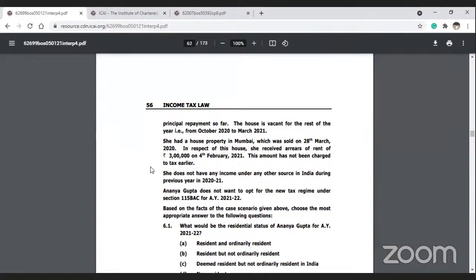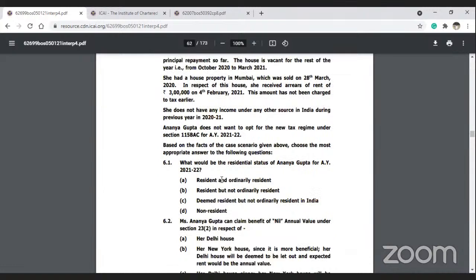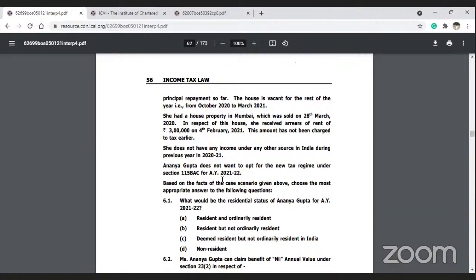She had a house property in Mumbai which was sold on 20th March 2020. In respect of this house, she received arrears of rent of 3 lakhs in Feb 2021. This amount has not been charged to tax earlier. She does not have any income under any other source in India during the previous year. Ananya Gupta does not want to opt for the new tax regime. Answer the following. What would be the residential status of Ananya Gupta for AY 21-22?